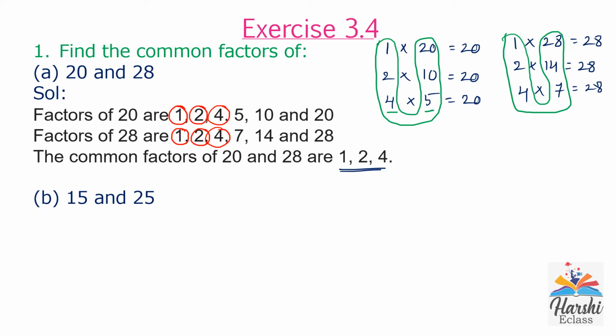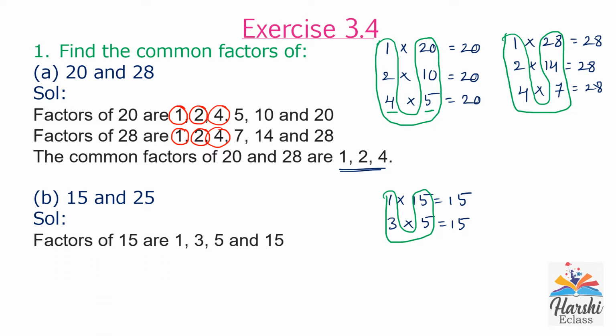Next, B. The given numbers are 15 and 25. Factors of 15. 1 15s are 15, 3 5s are 15, 5 3s are 15. 5 and 3 already written. Repetition started, so we will stop writing the factors here. Now the factors of 15 are 1, 3, 5 and 15.